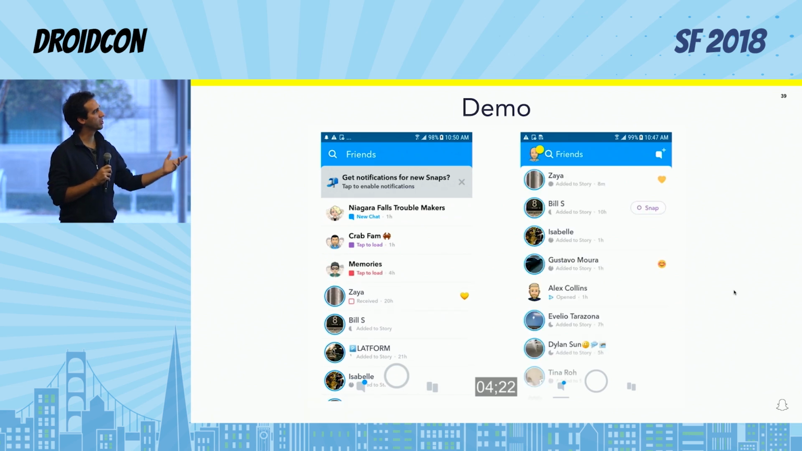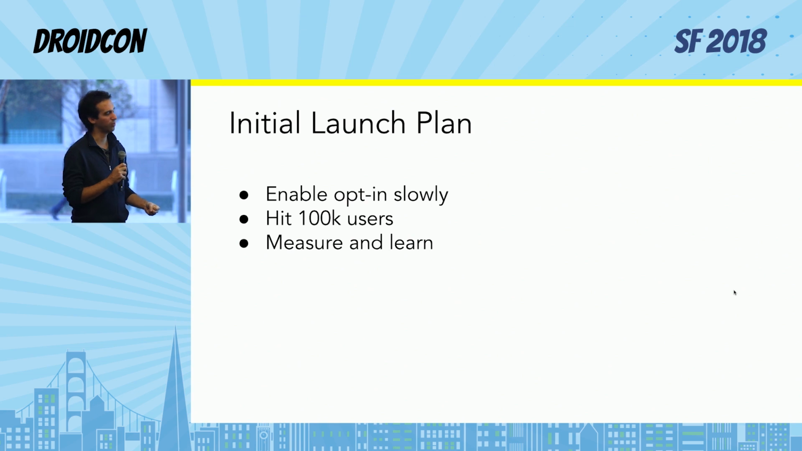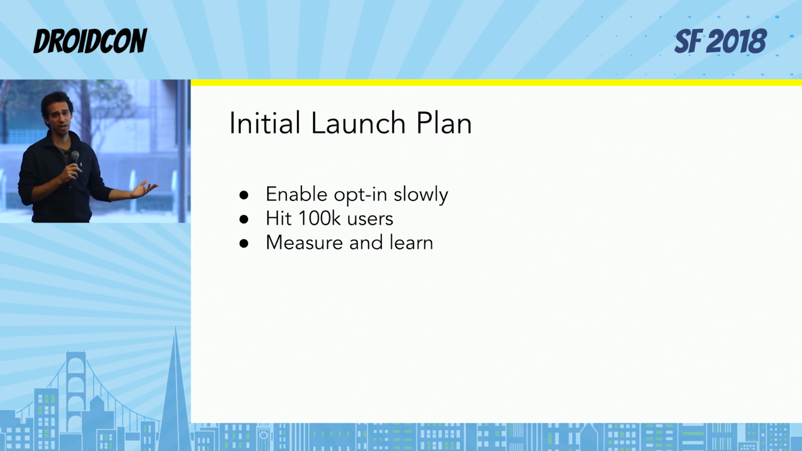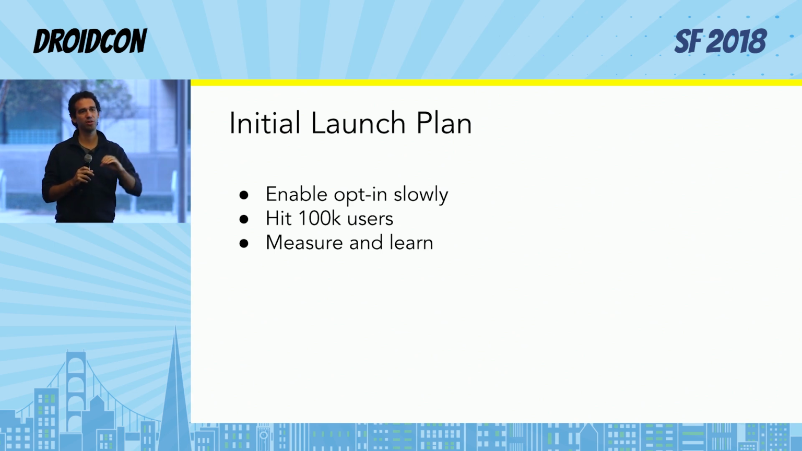Not only does it load faster when you take an example here, which I'm not sure quite which phone this is, which is somewhere in the middle, but as you look at the P90 cases and the P99 cases, the performance difference is even bigger. So we decided to launch this when we thought it was ready. The idea was to enable an opt-in very slowly, only to a subset of countries, a small percentage of users. We wanted to hit 100,000 users and hold there so that we can learn.